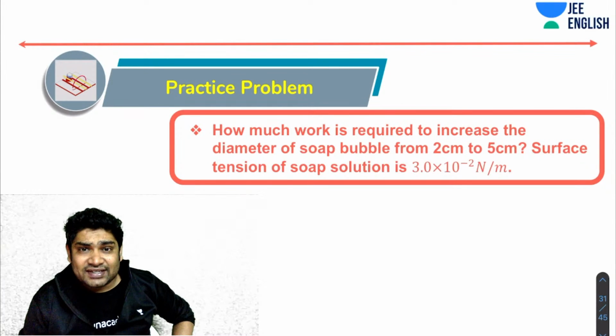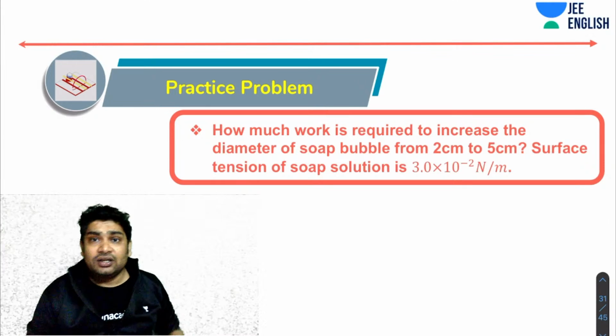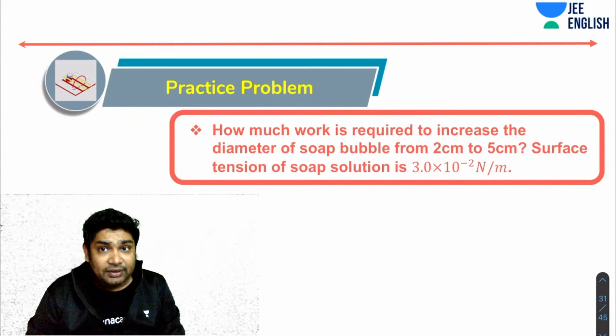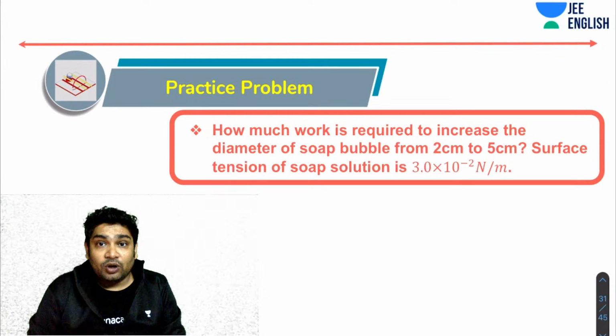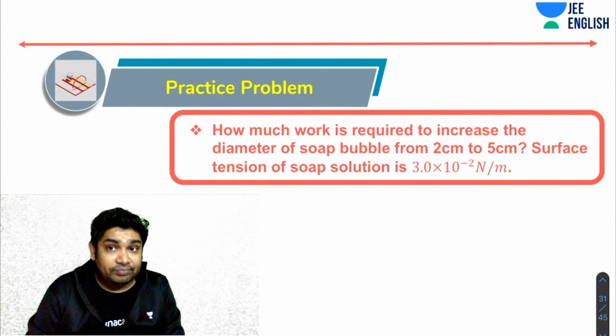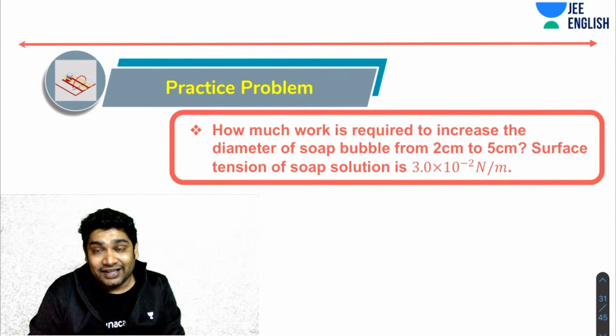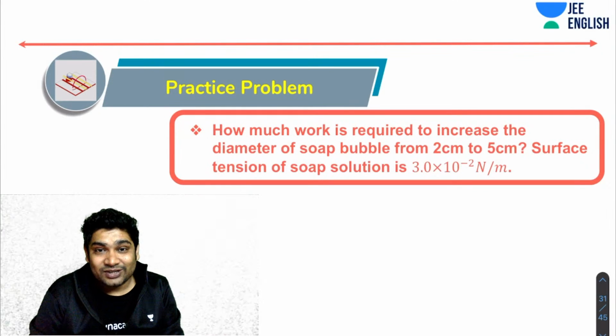This is a typical question asked from this chapter. The question asks how much work is required to increase the diameter of a soap bubble from 2 centimeter to 5 centimeter if the surface tension of the soap solution is 3 into 10 to the power minus 2 newton per meter. So try this.